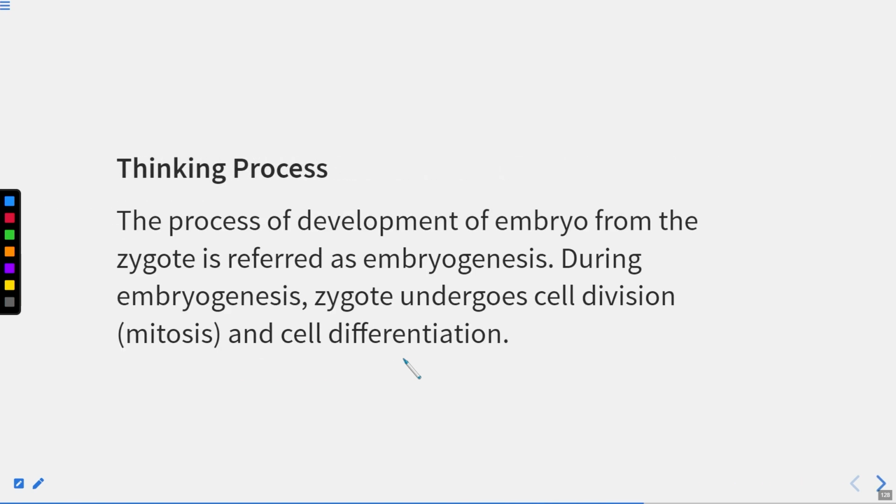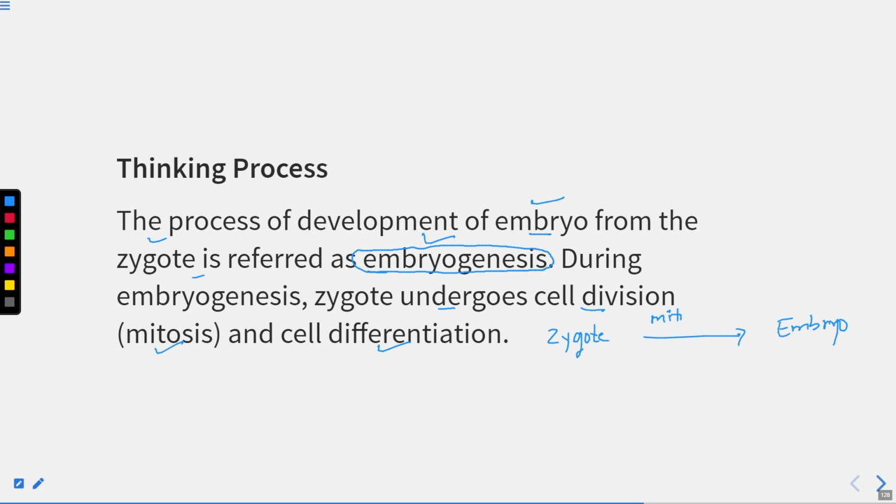Now, I've given you this thinking process. Now, the process of development of embryo from the zygote is referred to as embryogenesis. First, you have to understand what is embryogenesis. The development of the embryo from the zygote is referred to as embryogenesis. During embryogenesis, zygote undergoes cell division, which is known as mitosis, and then cell differentiation. Okay, so you can simply write like this. This is the zygote. Zygote develops into the embryo. This process is known as embryogenesis.